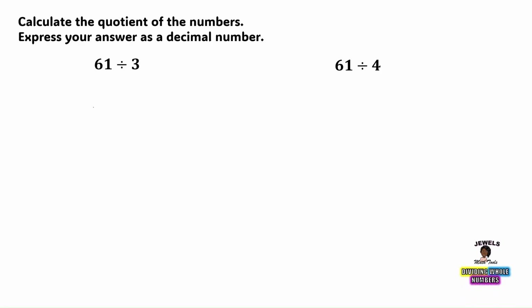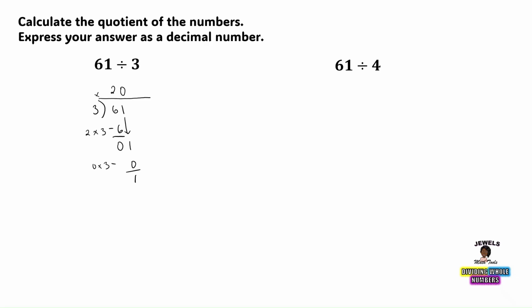So we are now dividing our 3 into 61. 3 divides into 6 twice. When 2 is multiplied by 3, we will get the product of 6. 6 minus 6 will equal 0. We're going to bring down that 1, divide 3 into 1, and since 1 is less than 3, that will equal 0. So 0 times 3 will give us the product of 0. 1 minus 0 equals 1.